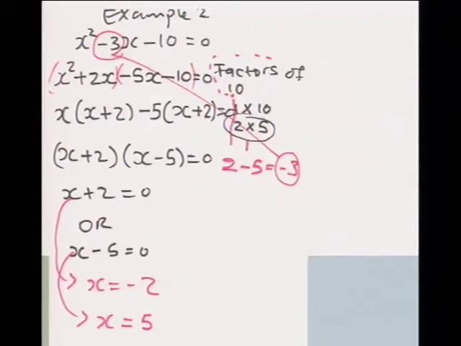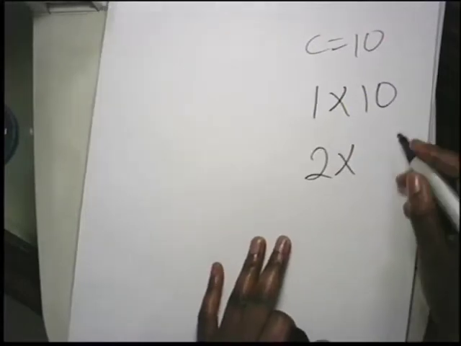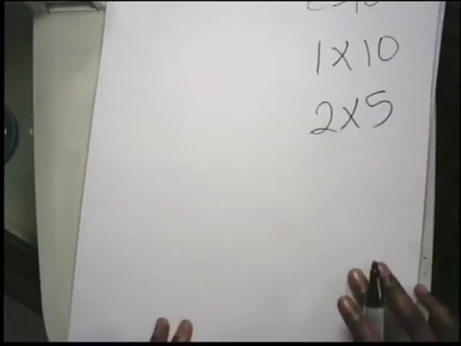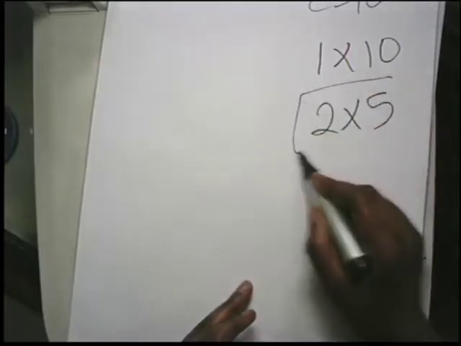Now let's look at the second example here. Let's go through it step by step. We have x to the power of 2 minus 3x minus 10, which is equal to 0. The rule says find the factors of c, which is 10. The factors of 10 are only 1 multiplied by 10 and 2 multiplied by 5. There are no other two numbers you can multiply to give you 10. Which of the two numbers can give you 3? It is 2 and 5.